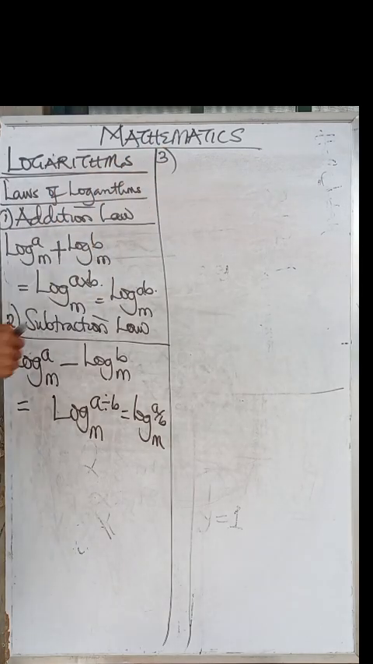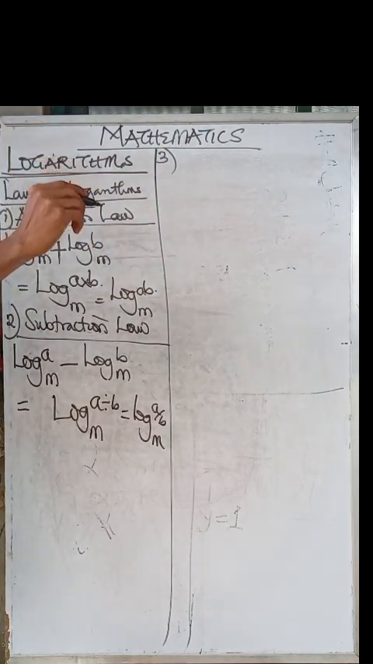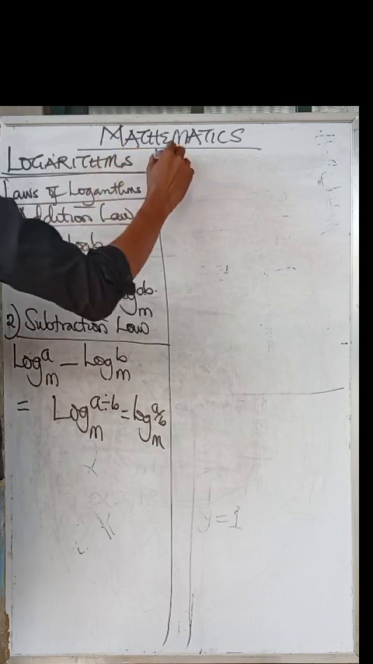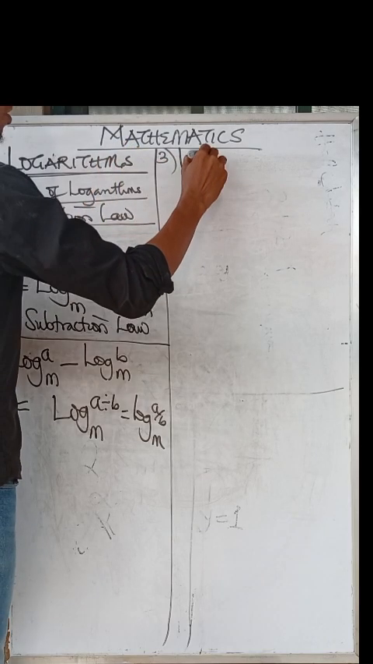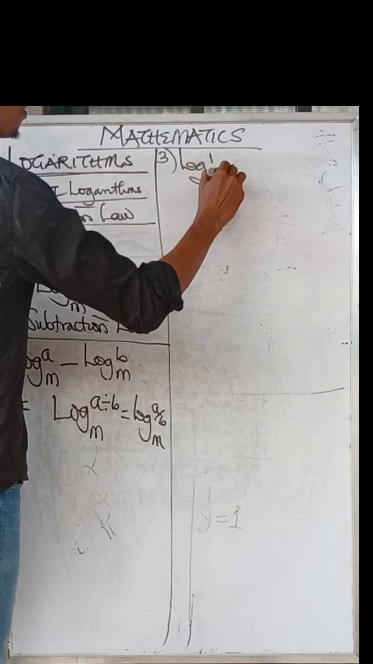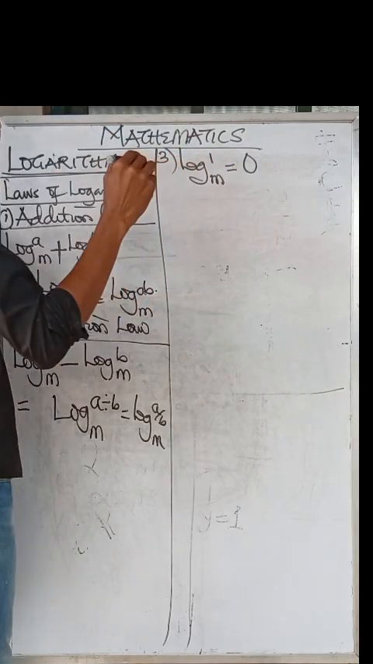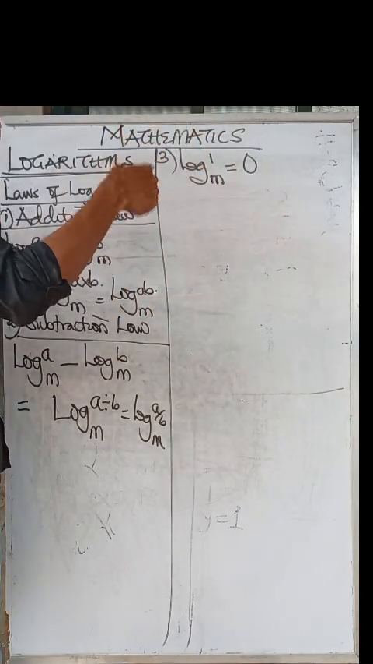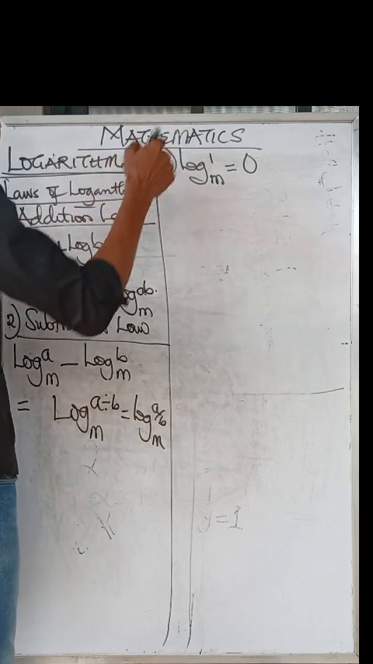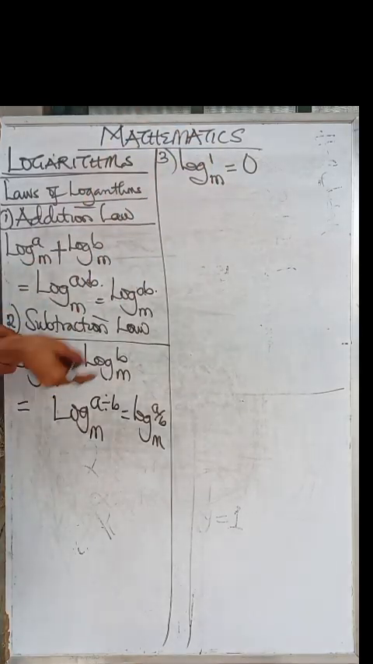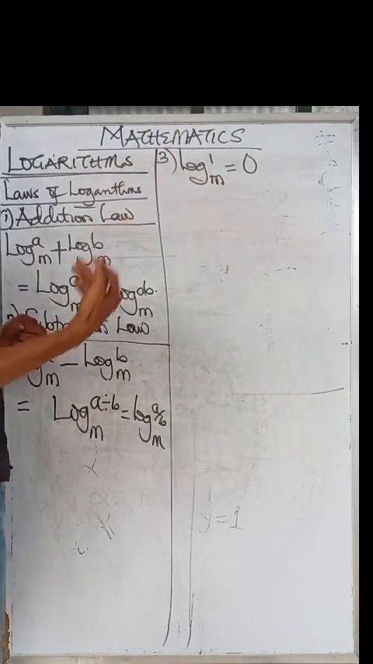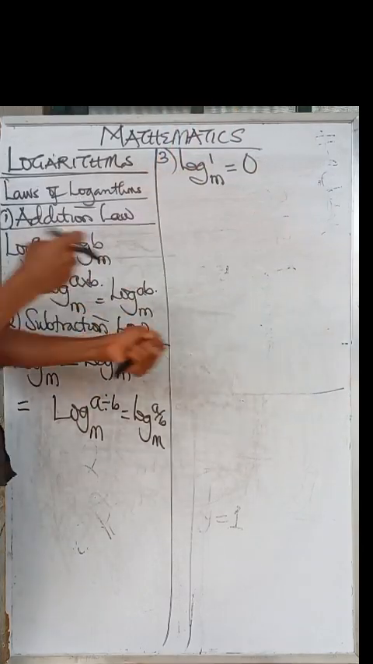The third law we have is the log of 1 to a given base. The log of 1 to a given base is always 0. So log of 1 to a base n is 0, and log of 1 to a base m is always 0.